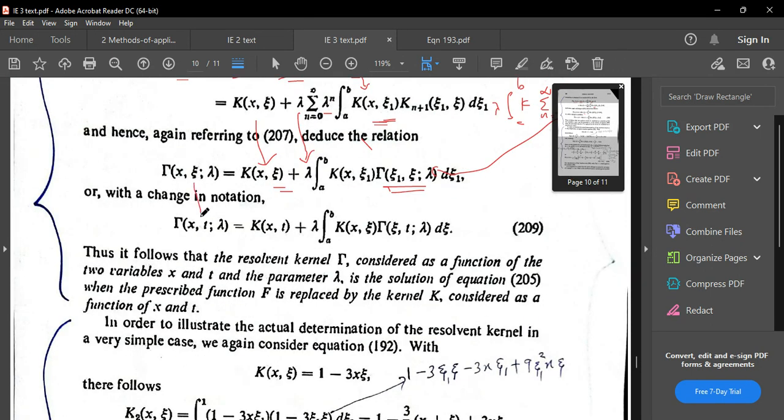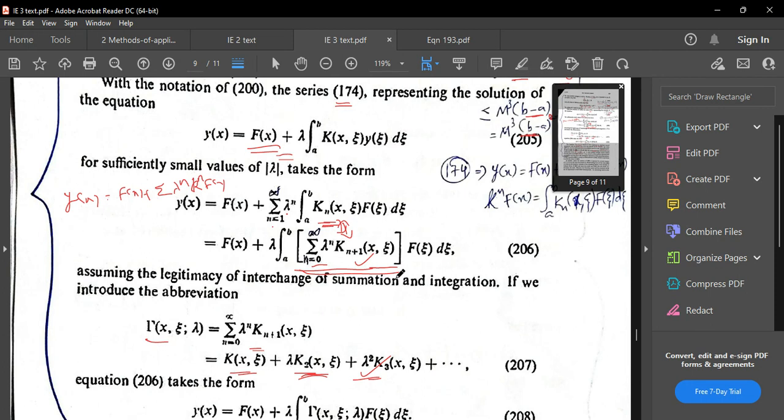We change psi to t. What will we get? It follows that the resolvent kernel gamma, considered as a function of the two variables x and t and the parameter lambda, is the solution of equation 205. This is 205, the solution of this equation of this form.